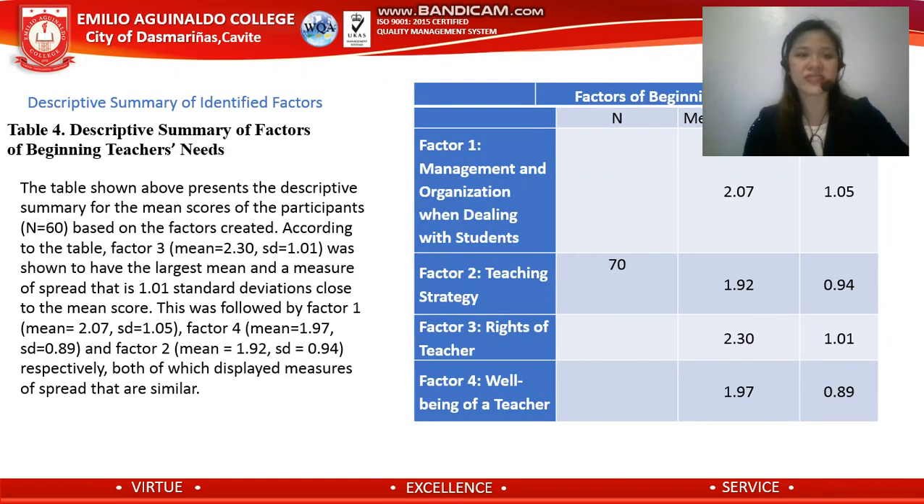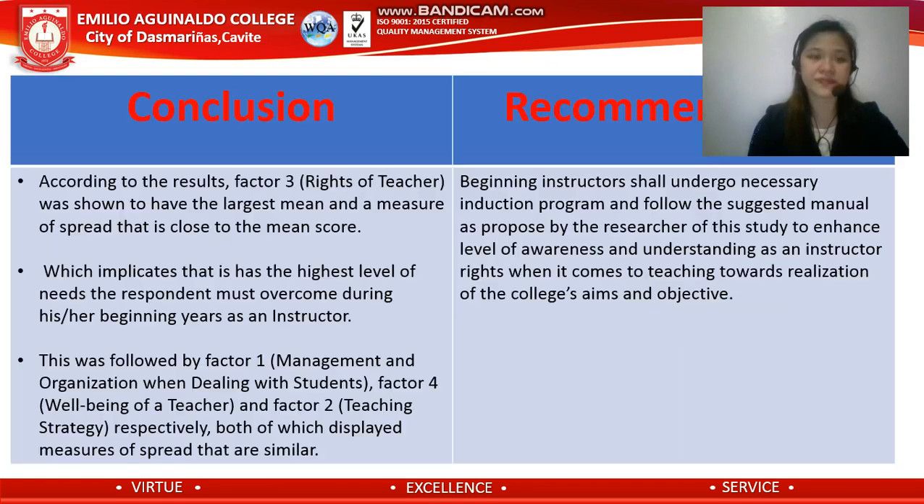In Table 4, as seen, the descriptive summary of factors for beginning teachers' needs, the table shown presents the descriptive summary for the mean scores of the participants based on the factors created. According to the table, factor 3 was shown to have the largest mean and a measure of spread that is 1.01 standard deviations close to the mean score. This was followed by factor 1, factor 4, and factor 2, respectively, both of which displayed measures of spread that are similar.